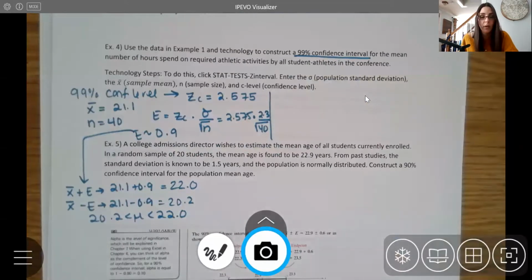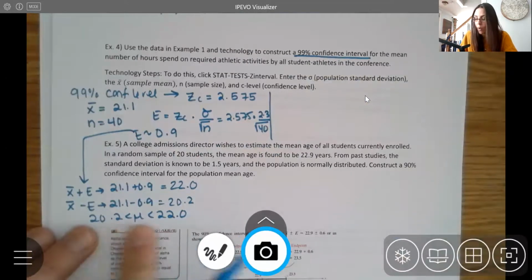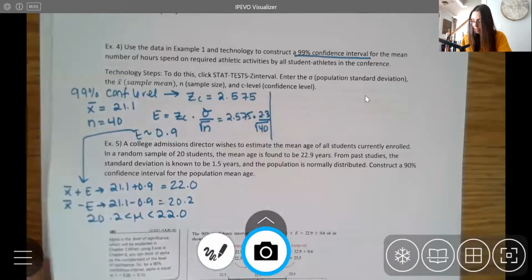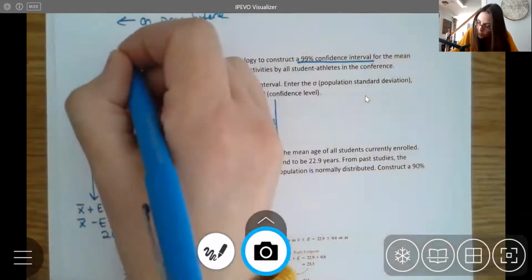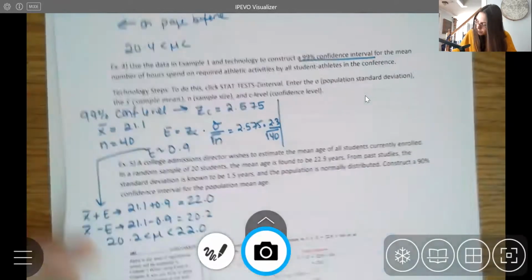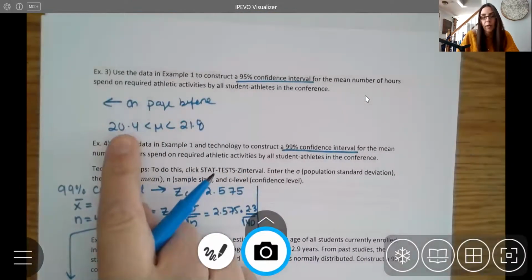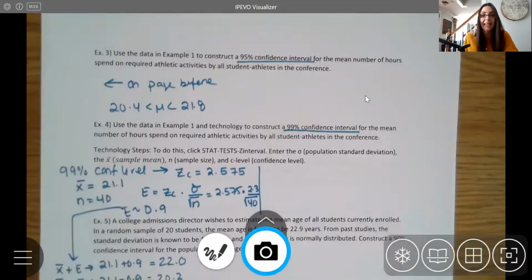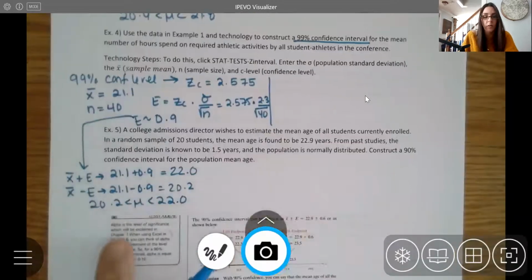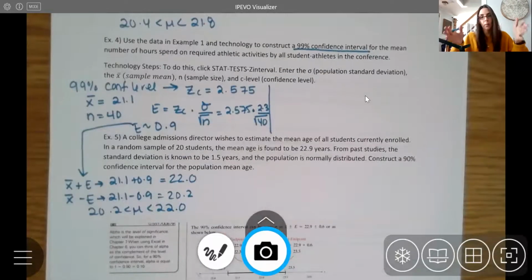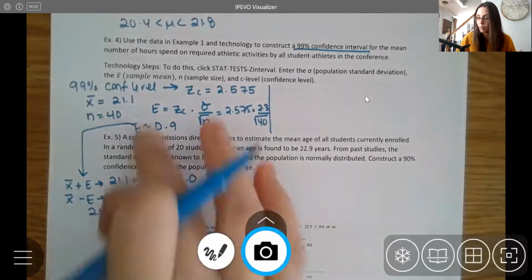Now, do notice before we go on that the width here of the interval, it's wider than the previous answer. So our previous answer was 20.4 to 21.8. So at 95% confidence, we were at 20.4 to 21.8. And at 99% confidence, that interval is wider now, 20.2 to 22.0. So to gain more confidence, you have to make that interval a little bit wider so that, again, you feel more confident that that true population value is in between here.